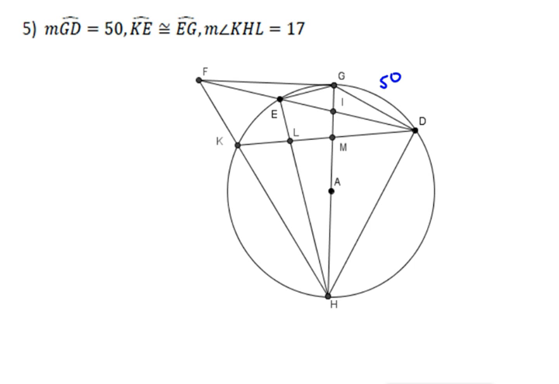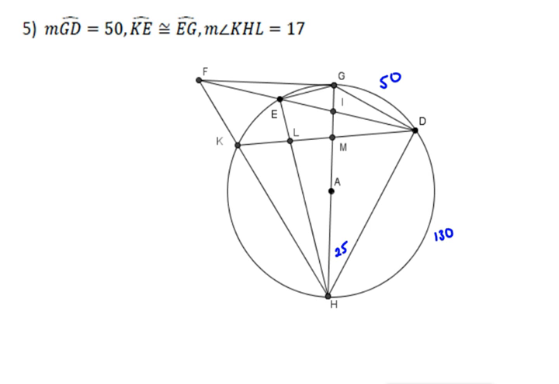At this point, the things it tells me is that if GD is 50, then that means this angle here is 25, because that's an inscribed angle. Inscribed angles are half of the arcs. Because GH is a diameter, then I know this arc DH is 130, because 180 minus 50 is 130.